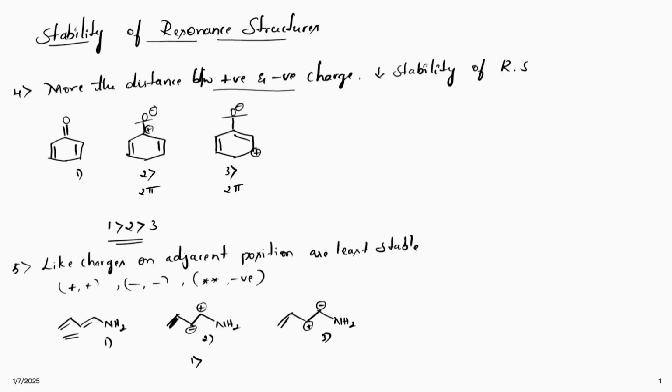Coming to the fifth rule. The fifth rule says that like charges on adjacent positions are least stable. Okay, you see negative charge, positive charge, and then lone pair. Okay, here positive charge, negative charge, and lone pair. So here the negative charge and the lone pair are at adjacent positions. Therefore, the third one is least stable. Okay, the second one is most stable. This is the stability order. You have to go according to the set of rules given so that you can solve questions easily.